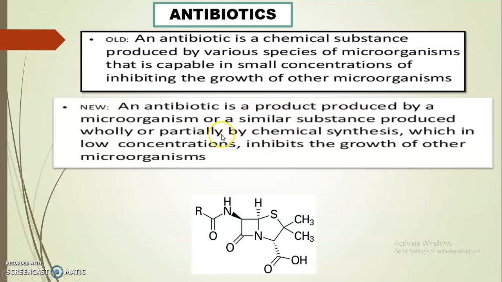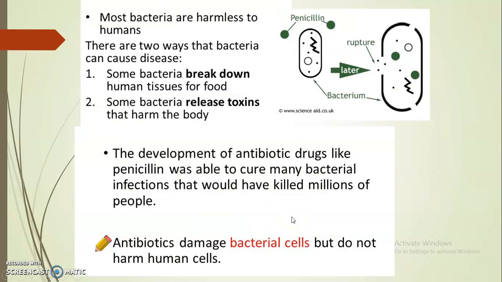Antibiotic is a product produced by a microorganism or a similar substance produced wholly or partially by chemical synthesis. So now people have made antibiotics, which in low concentration inhibit the growth of other microorganisms. This is the penicillin antibiotic.